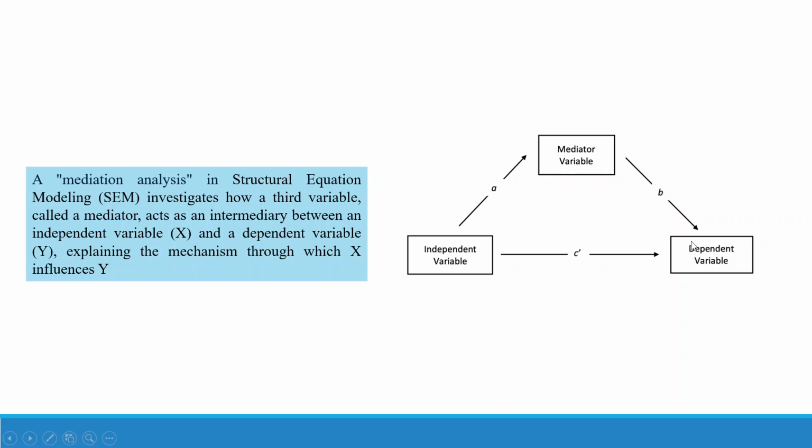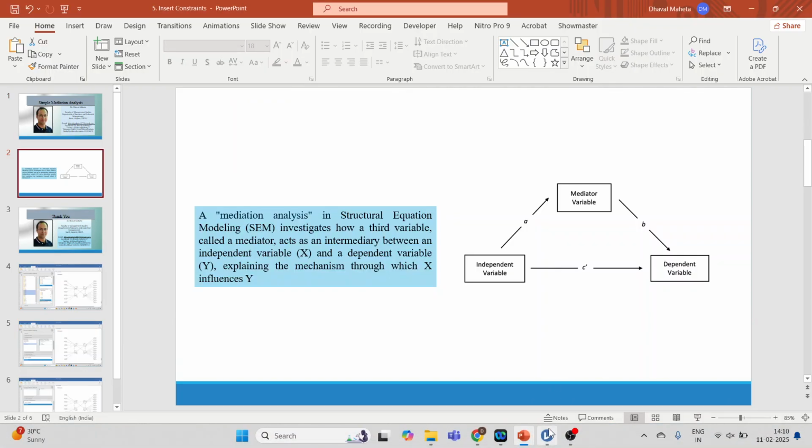So how can we get the indirect effect? Both paths should be significant, that is the p-value should be less than 0.05. And when we multiply A with B, we get the indirect effect. Now let's see how we can introduce this effect in Jamovi. So for this, we will go to Jamovi.